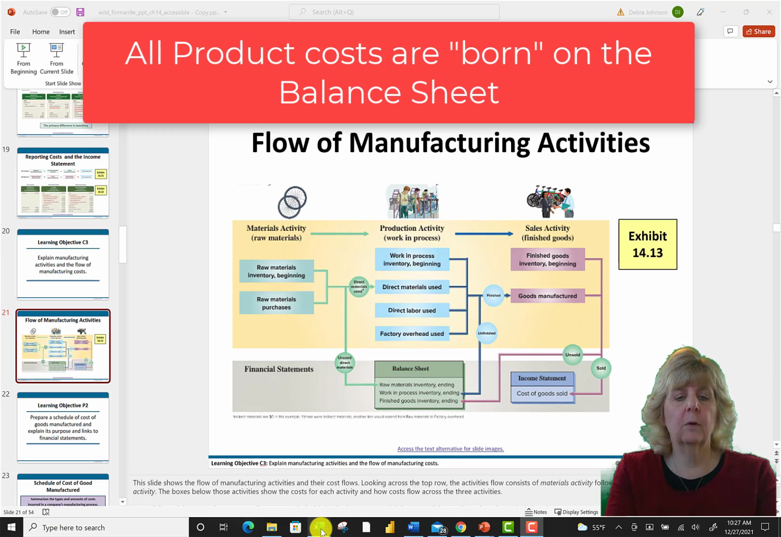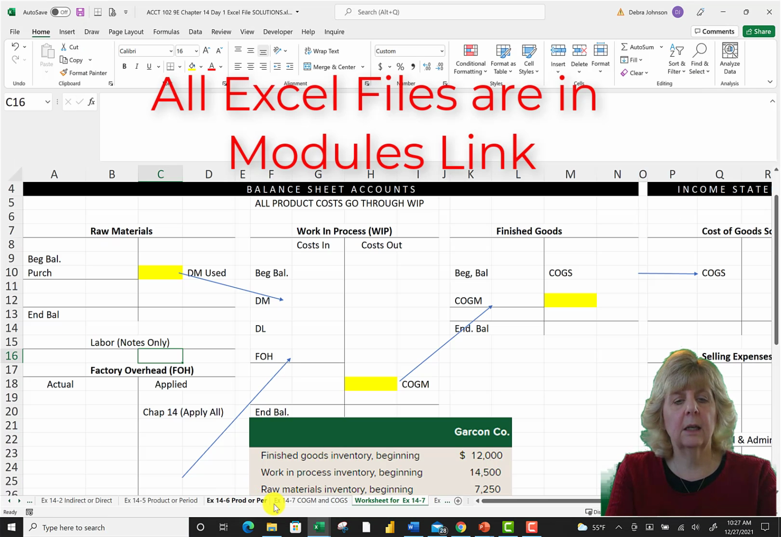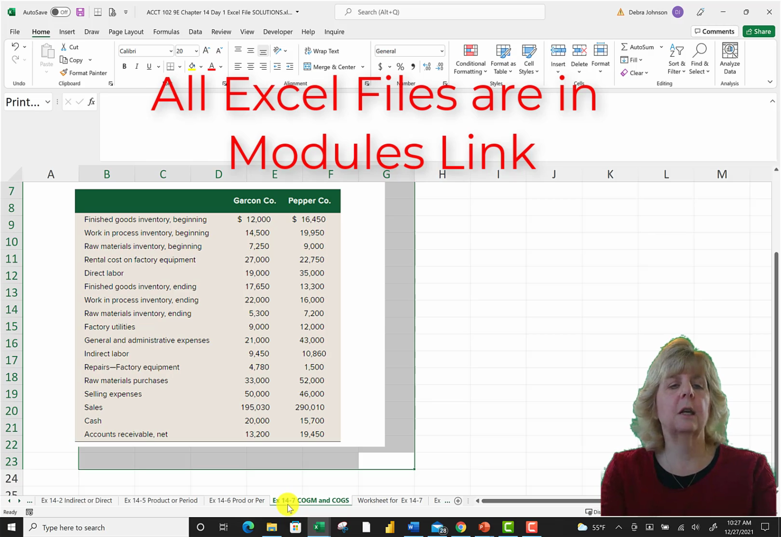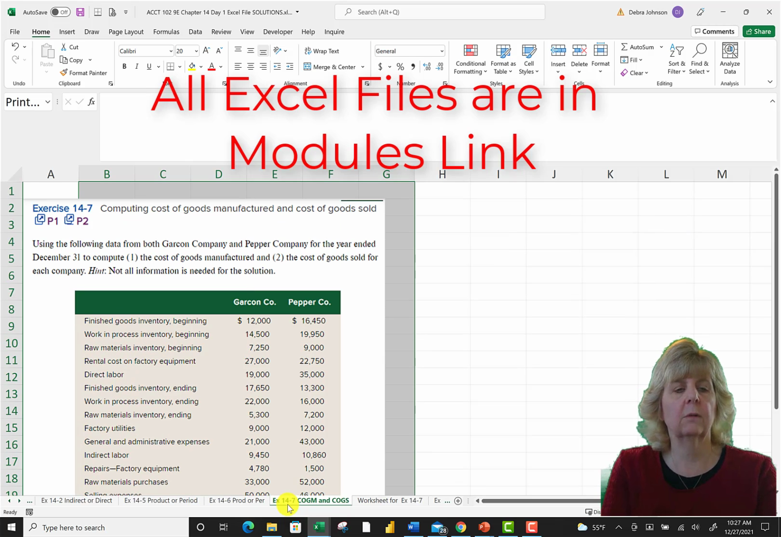So let me go over to that Excel spreadsheet right now. And let's take a look at exercise 14.7, and I believe we'll eventually get to 14.8. And here's what this is going to focus on: computing the cost of goods manufactured.